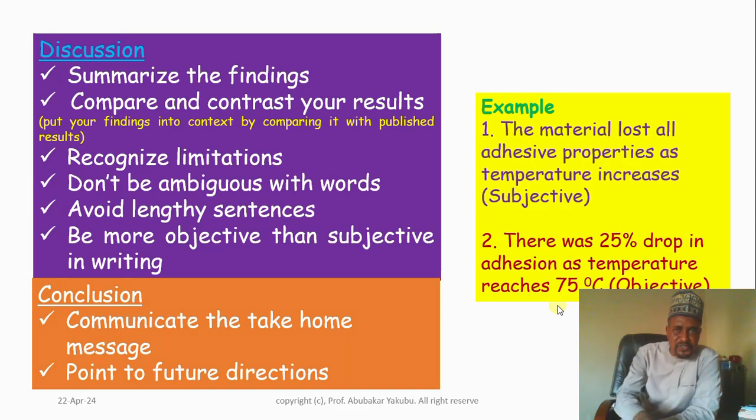Point to future direction. For example, here I'm giving an example on how to make something objective rather than subjective. Be objective rather than subjective. So what I'm going to read now, the first part, is a subjective statement. The material lost all adhesive properties as temperature increases. This is a subjective statement.